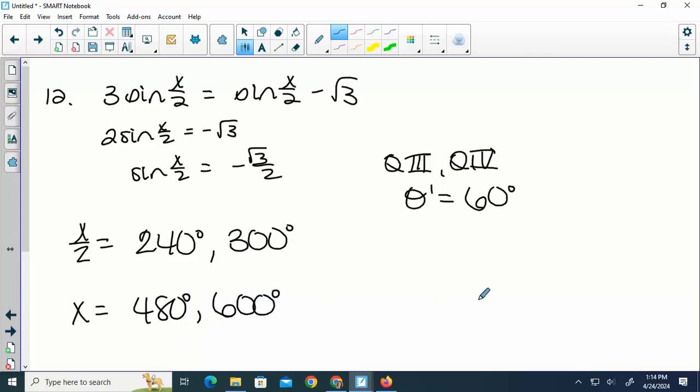But what's wrong with that? Neither of those work. I asked for only answers between 0 and 360. So there are answers, but just not in my interval. So for the directions you were given, it would be no solution. Now, if I said all possible, then we would keep them.